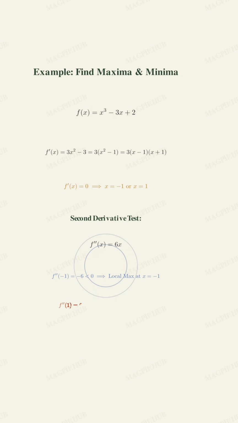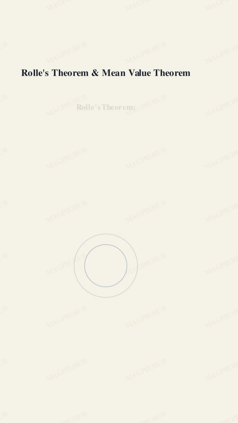At x equals negative 1, f double prime equals negative 6, which is negative, so x equals negative 1 is a local maximum. At x equals 1, f double prime equals 6, which is positive, so x equals 1 is a local minimum. The maximum value is f of negative 1 equals 4, and the minimum value is f of 1 equals 0. Two fundamental theorems.